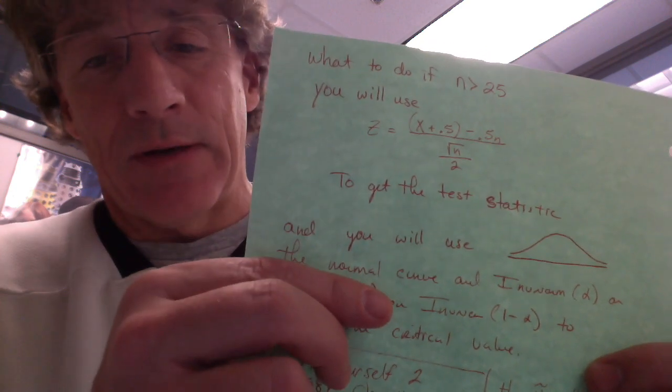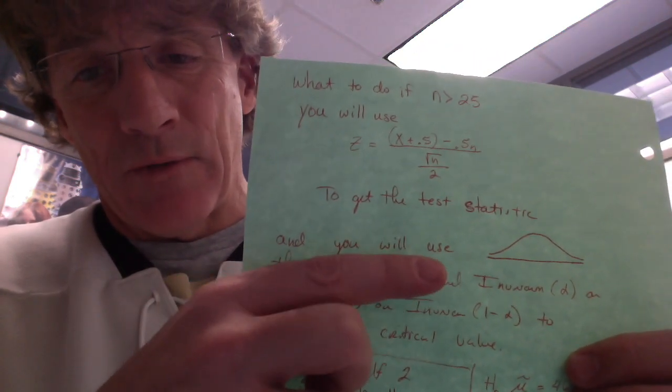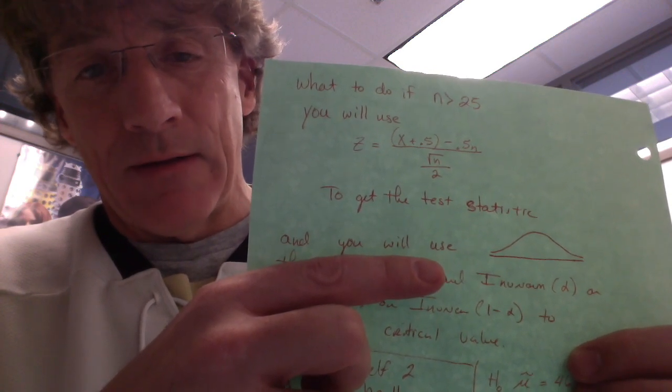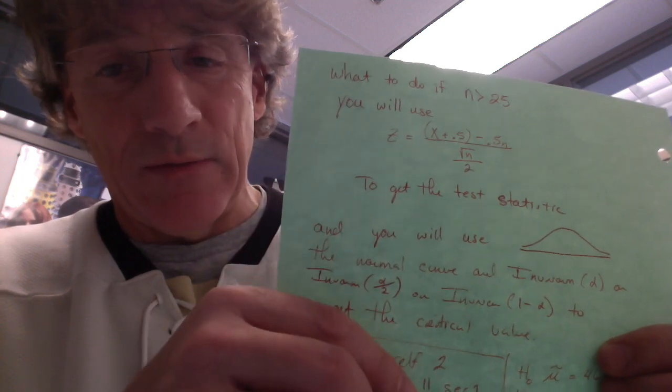Now let me just throw this out at you. You don't actually have to do that. You can just take the INV norm alpha and just make it positive. So it'll give you the same value either way. Alright.